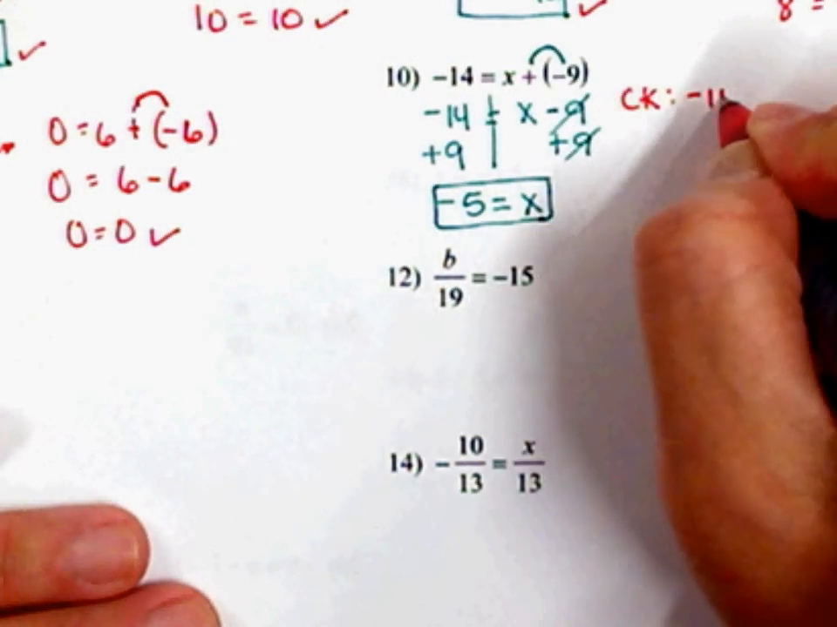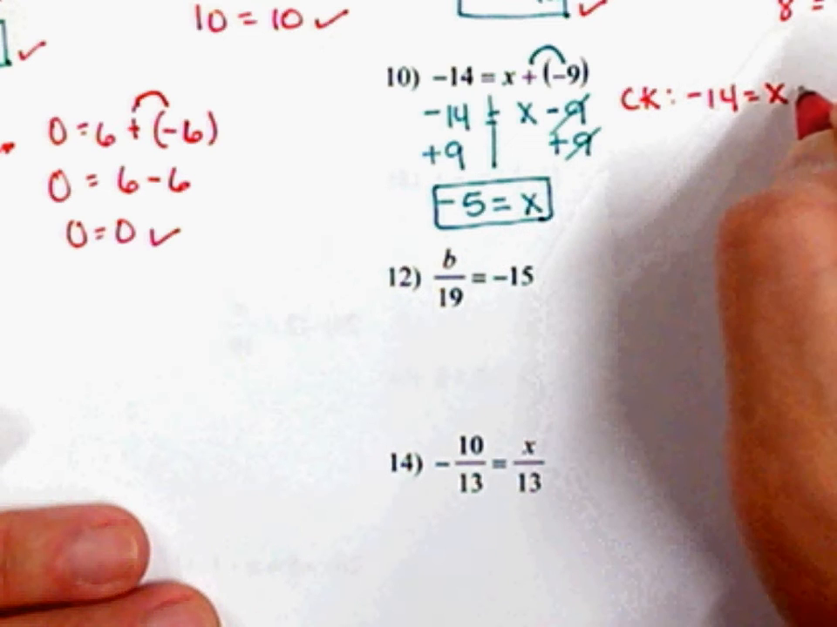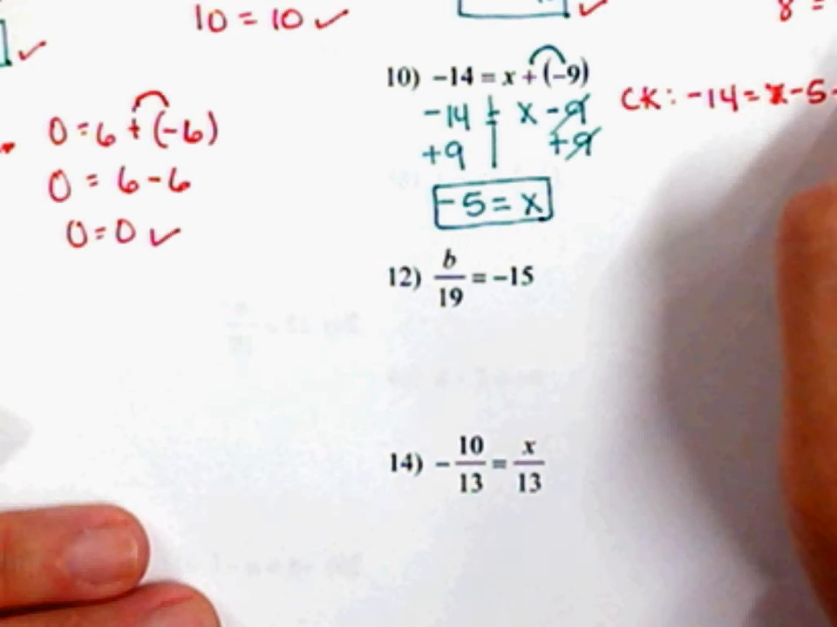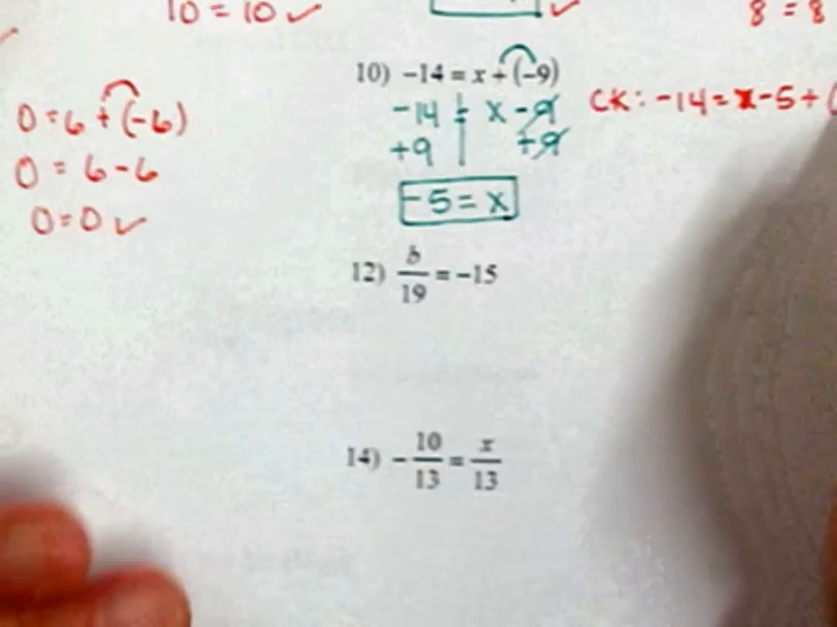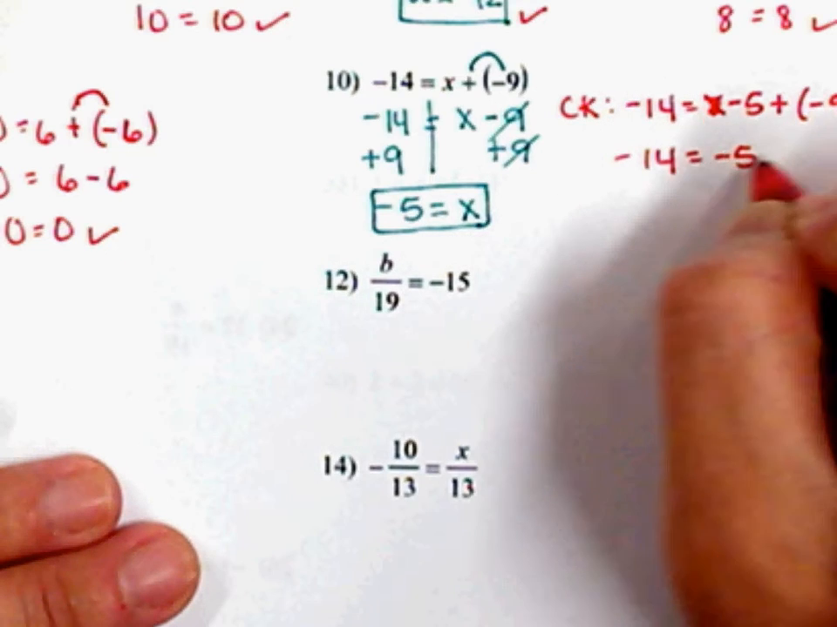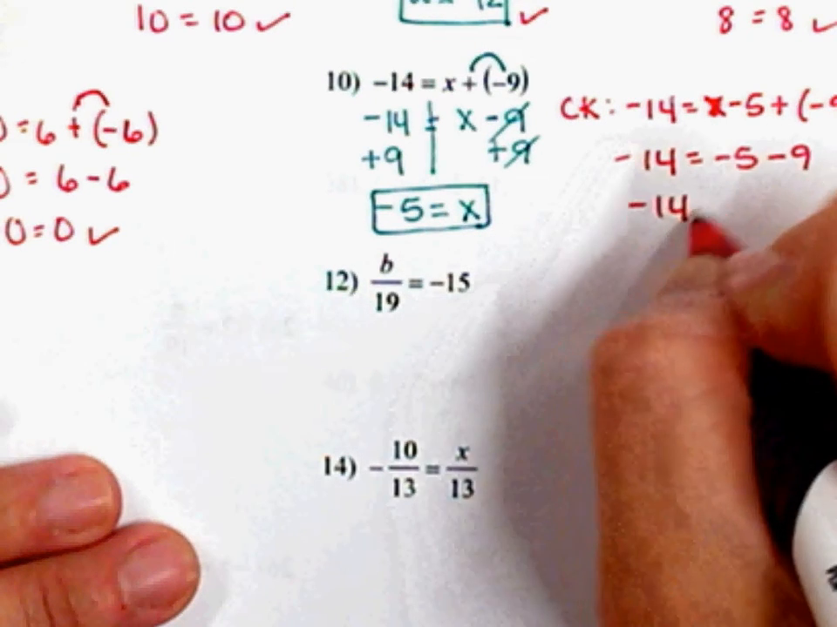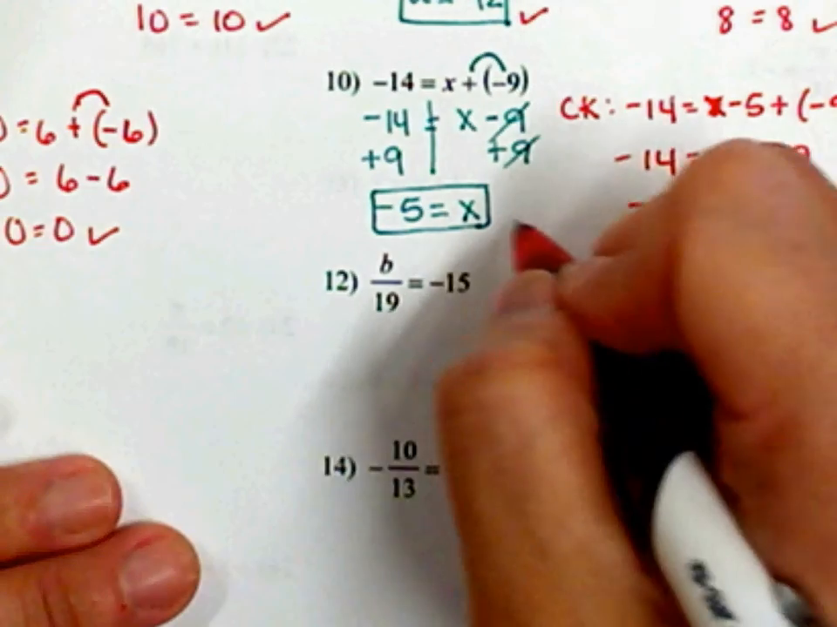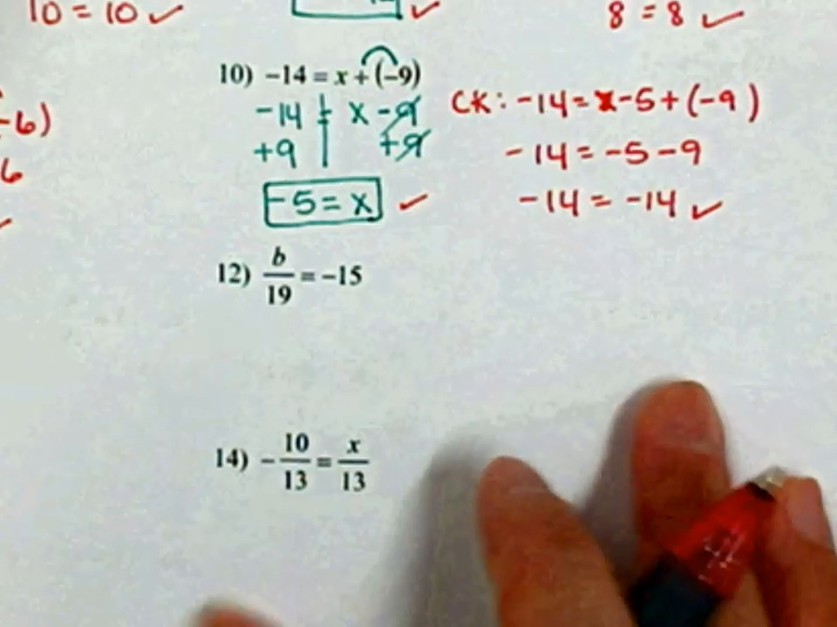Negative 14 equals x. Oh, what number is x? Negative 5. My fault. Plus negative 9. See how I substituted in? So negative 14 equals negative 5 minus 9. Negative 14. Negative 5 minus 9 is negative 14. Check, check. Okay.